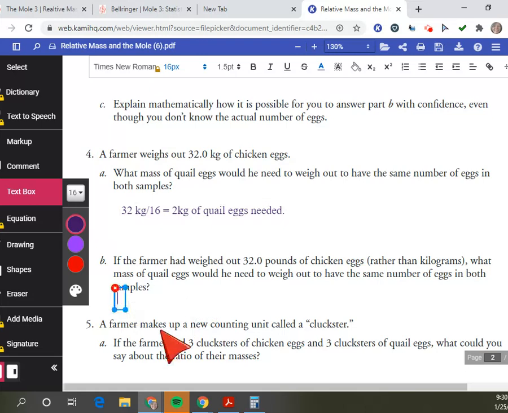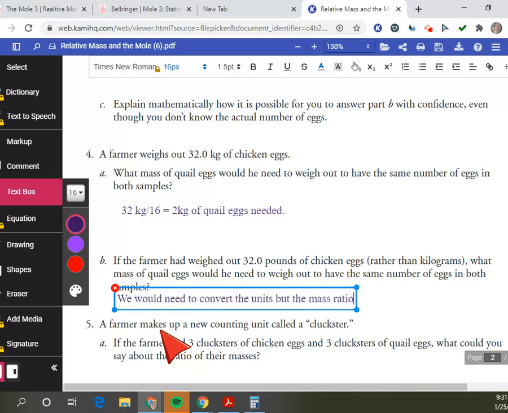Well, I'm going to make this answer pretty easy for you. I'm going to say we would need to convert the units, but the mass ratio would still be the same. Because a pound is different than a kilogram, so you might have a different number of chicken eggs to start with.